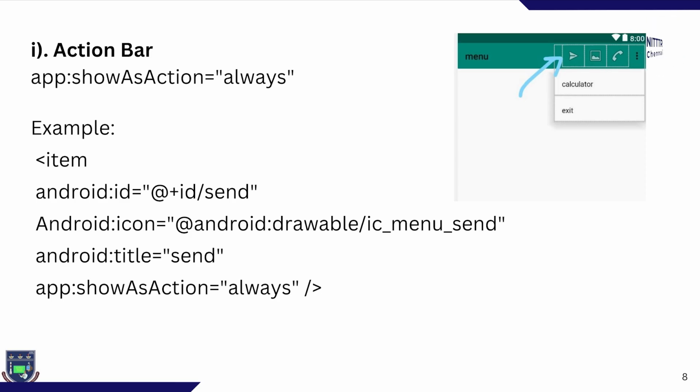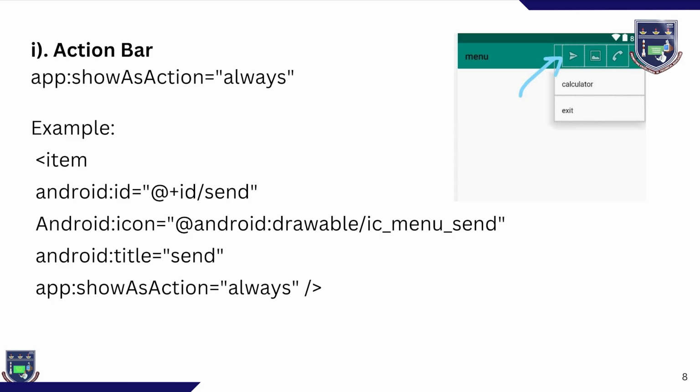Let us see what the action bar is. The action bar is a top navigation bar which appears in Android applications. It is used to display the application title, navigation elements and menu items like search, settings or share. Next we will see what showAsAction is.